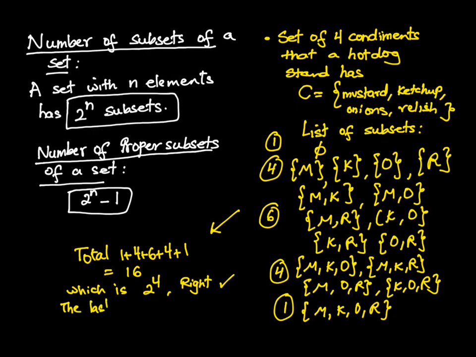And then if you were to find the proper subsets, we have to not include the subset which has all of them. So that will be 2 raised to the 4, which is 16, and then minus 1. Because remember, the last one that we have, which has everything, is not a proper subset. So we exclude that, and that's going to be 15. So we're going to have 15 proper subsets of the set of condiments that can be used on a hot dog.